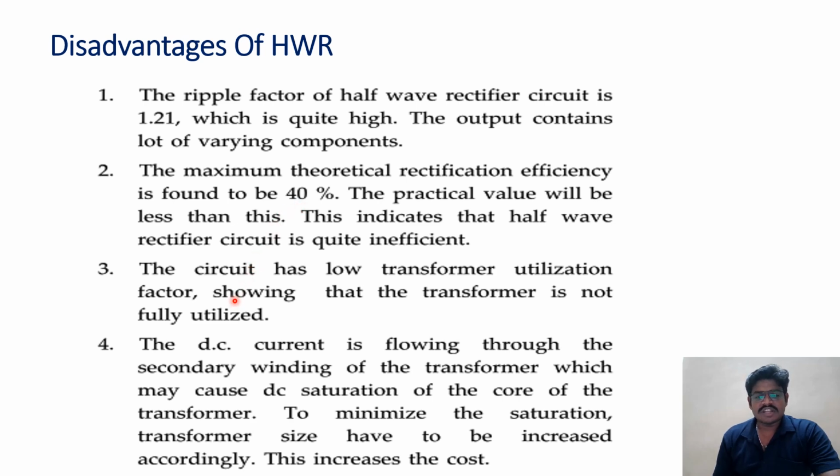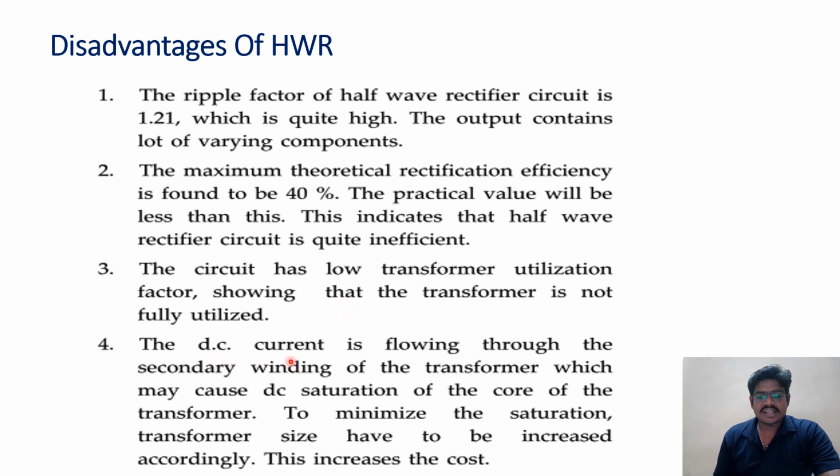The circuit also has a low transformer utilization factor, because the transformer is effectively operated only during the positive half cycle of the AC supply. During the negative half cycle, the transformer supplies to the diode, but the diode does not permit it to the load. It conducts only during the positive portion. That's why the transformer is not effectively utilized for the complete AC waveform.